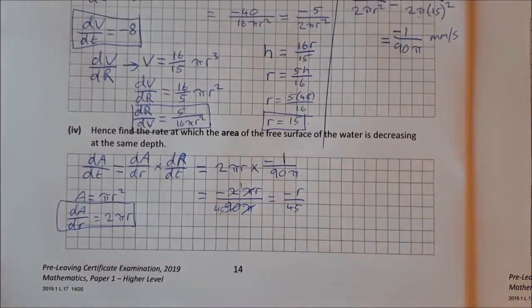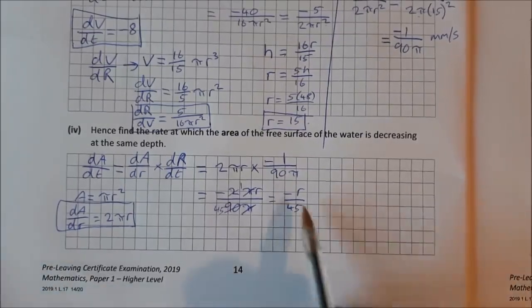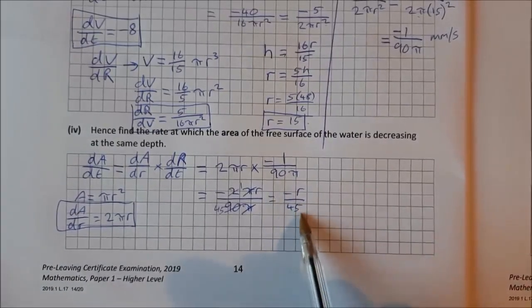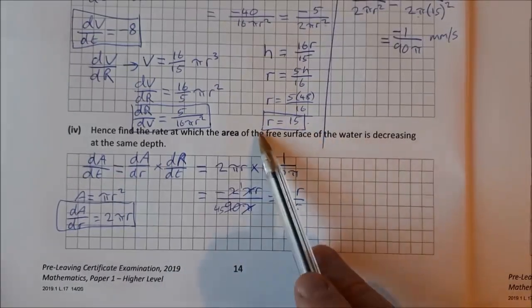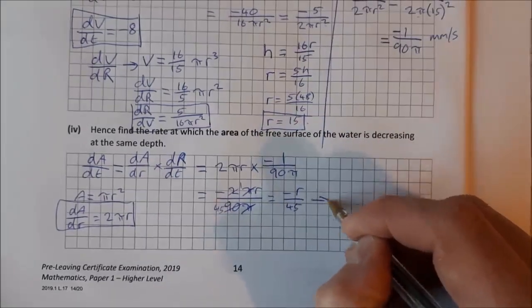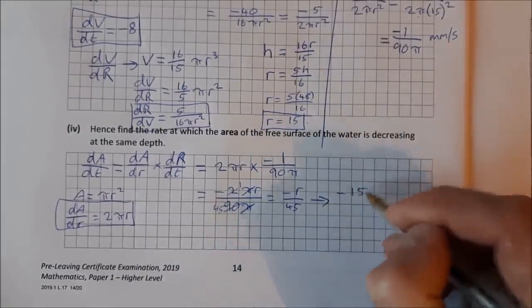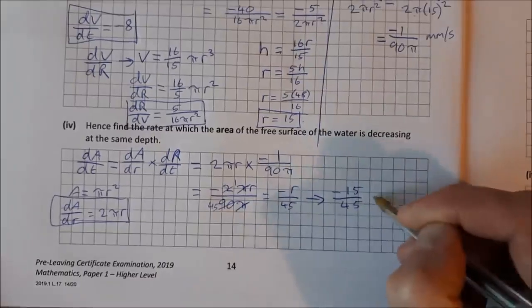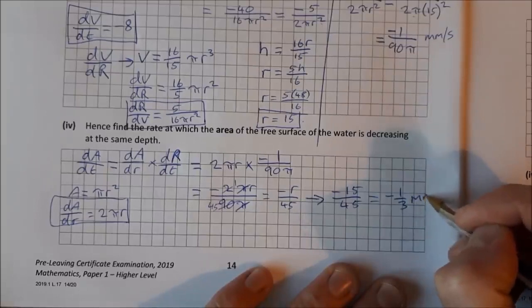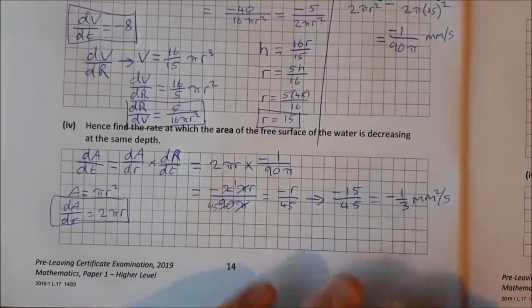And then I want this at a depth of 48. I found in the last section that at a depth of 48, r is equal to 15. So if I just sub in 15 for that, that'll be minus 15 over 45. So that's equal to minus 1/3 square millimeters per second.